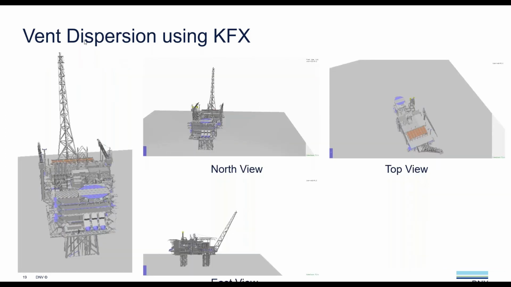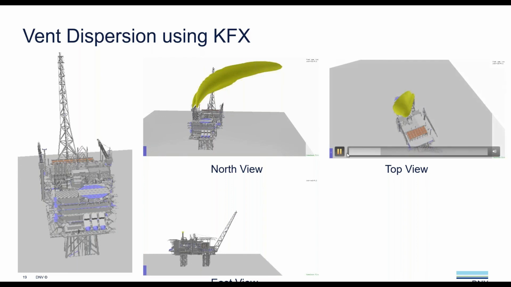In this case, I have an offshore facility. Here I will have multiple vents, so I want to consider the effects of having two of these vents operating at the same time. I have a north view of the platform, top view of the platform, and the east view of the platform. We are going to look at the north view. You can see how the clouds for two vents occurring at the same time are released and how they combine for the far field.